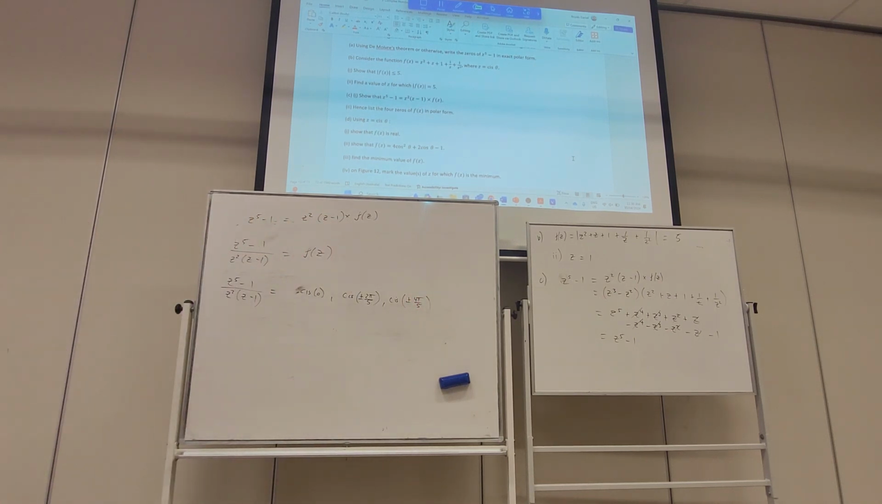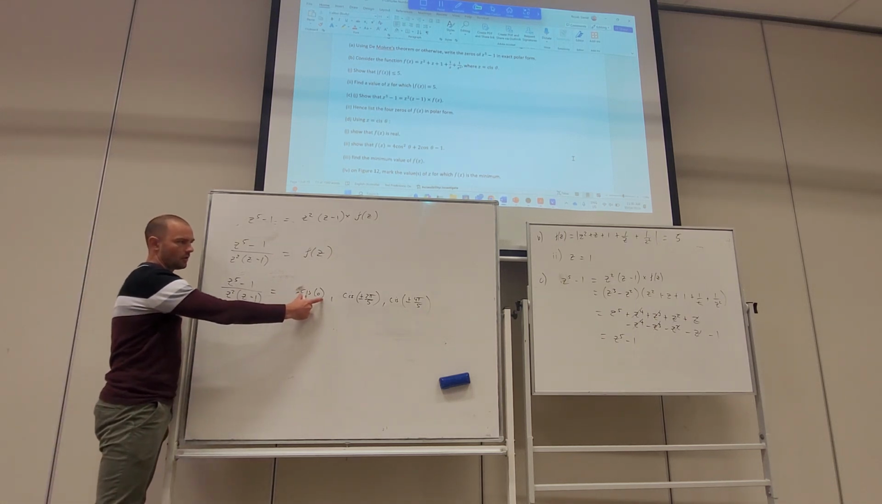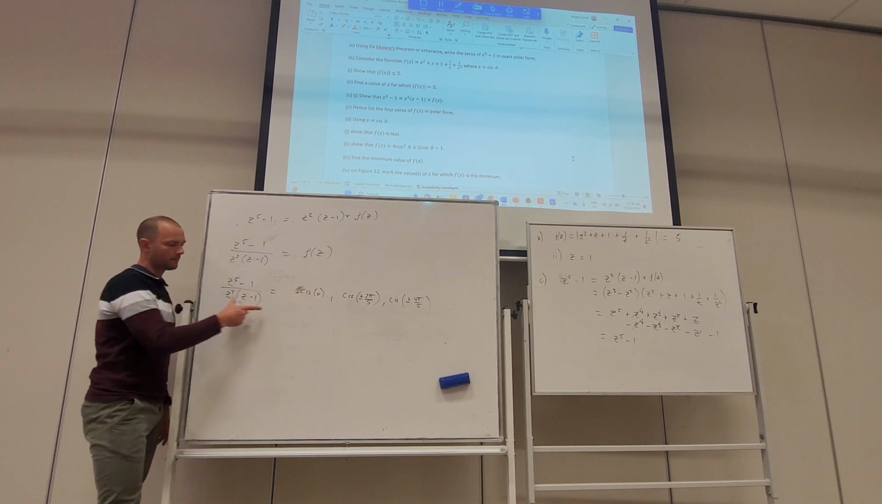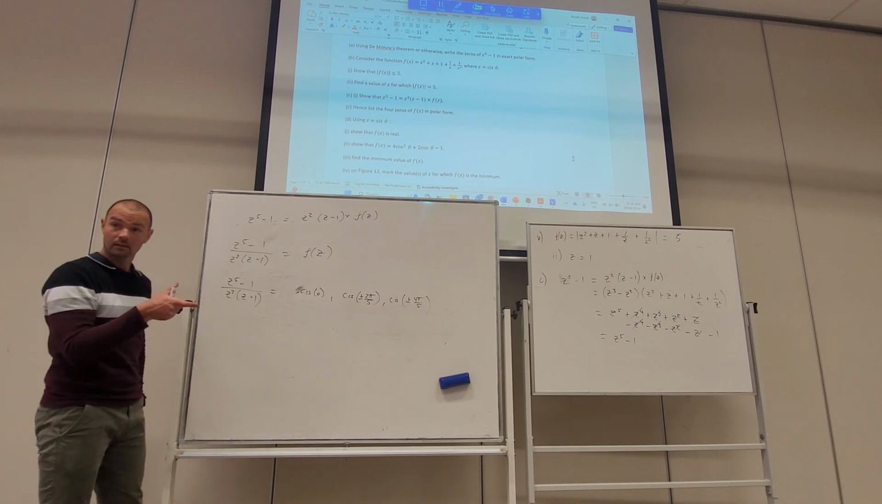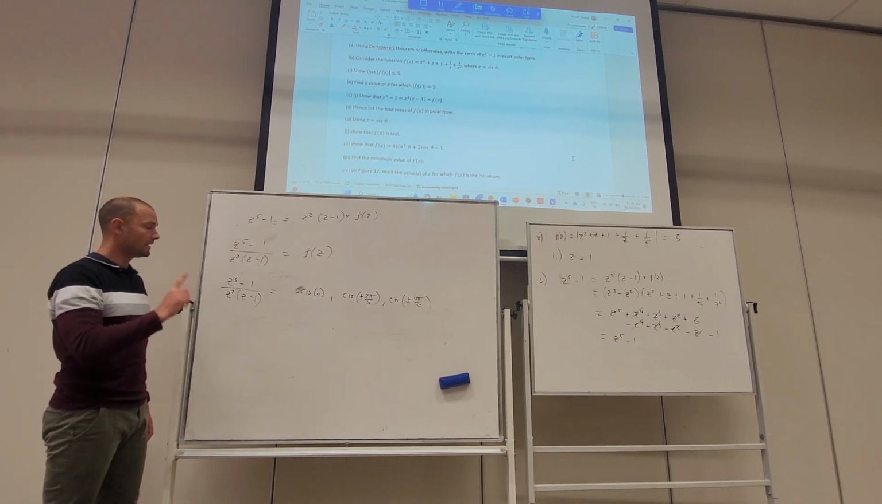Now, I've got 5 zeros there. It says list the 4 zeros. Can anyone see why this is not a zero of this equation? Because that equals 1, not 0. Pardon? Because it equals 1, not 0. It can't be a root.